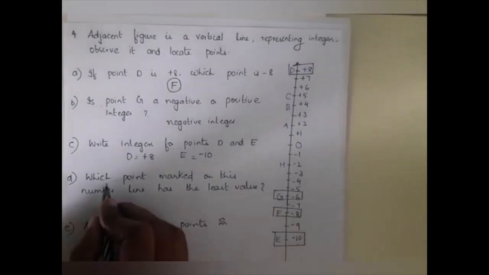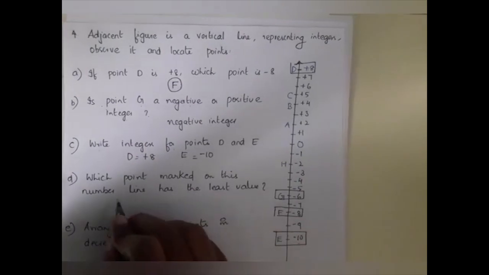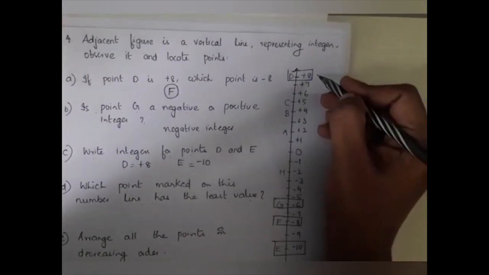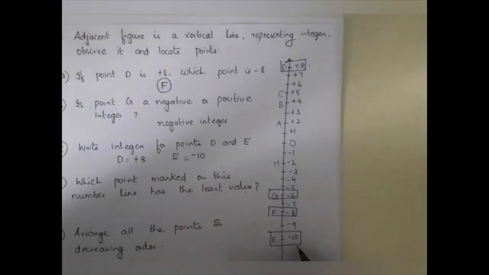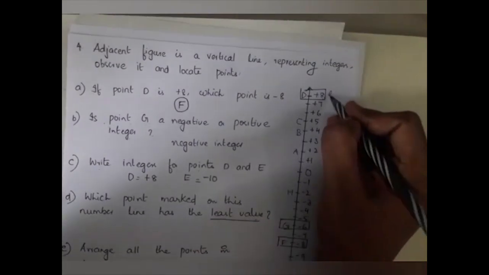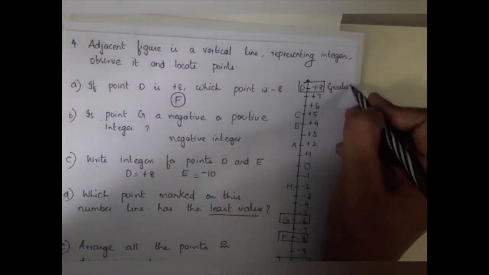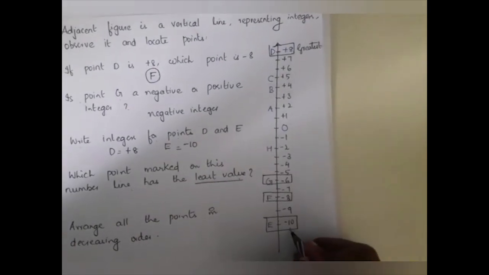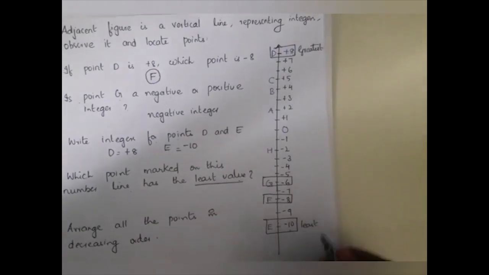Then, which point marked on this number line has the least value? So you have marked the number line from positive 8 to negative 10. So which has got the least value? So here this is the greatest number. Plus 8 is the greatest number. And you know that negative 10 is the least number.